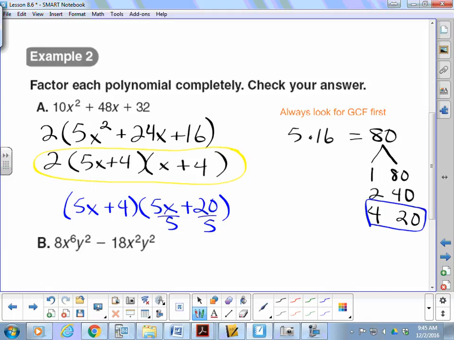So the first thing we've got to do is see if there's a greatest common factor. Once we factor that out, then we look to see if we can factor what's left. So let's look at letter B.